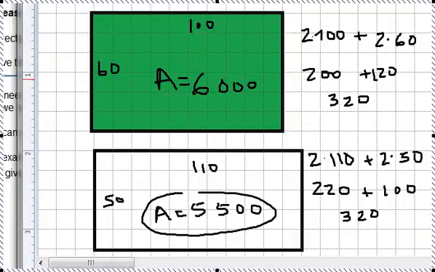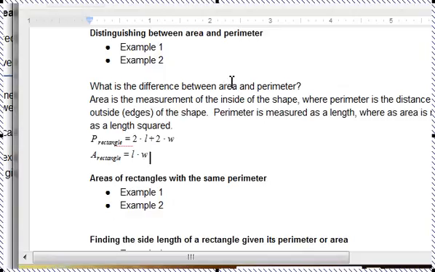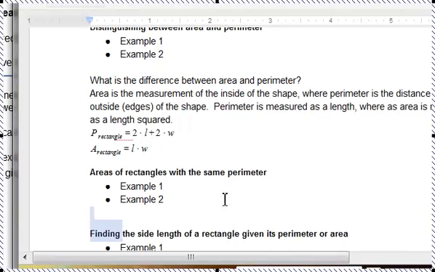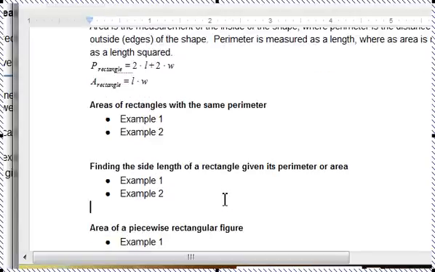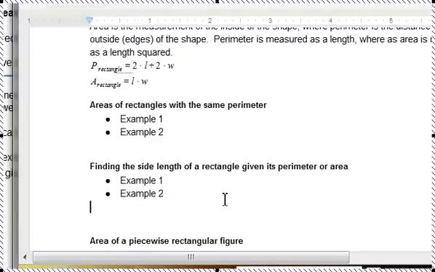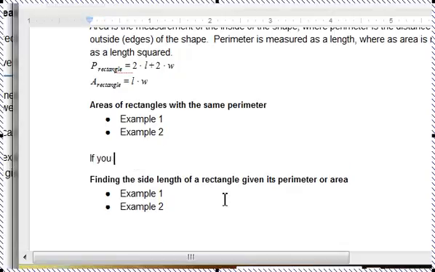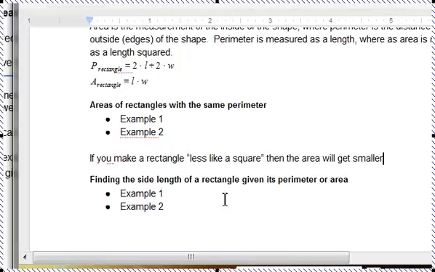So here's an idea. If you make a rectangle less like a square, then the area will get smaller.